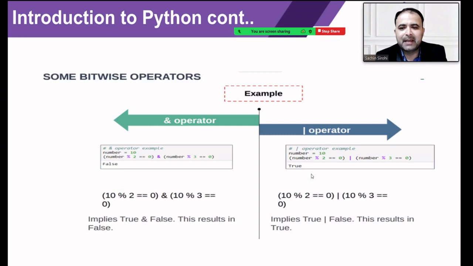Now here are some examples of bitwise operators, like the number modulus 2 equal to 0 and the number modulus 3 equal to 0. When the result of the condition is 0, it means false; when it becomes like 3 or 4, the result is true. So how can we do this with the bitwise operator?